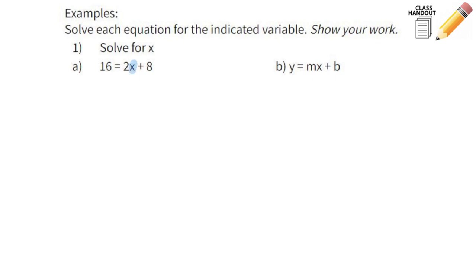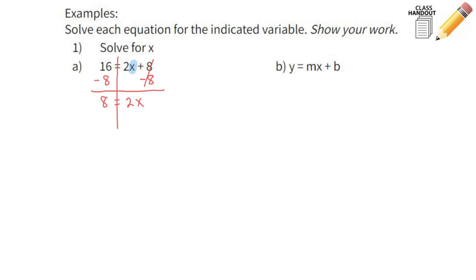So we're solving for x, so we need to get x by itself. What's happening to x is it's being multiplied by 2, and then we're adding 8 to it. So first thing we need to undo is the adding 8, and we're going to undo that by subtracting 8. So 16 minus 8 is 8. And on the right-hand side, we're left with just 2x.